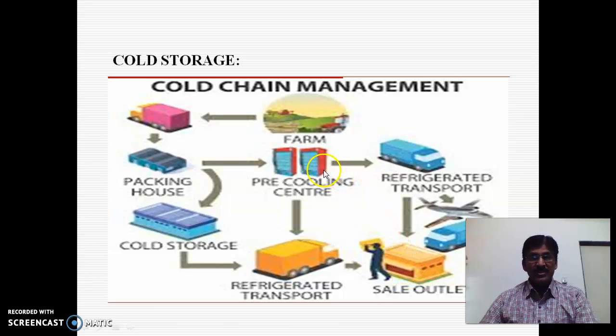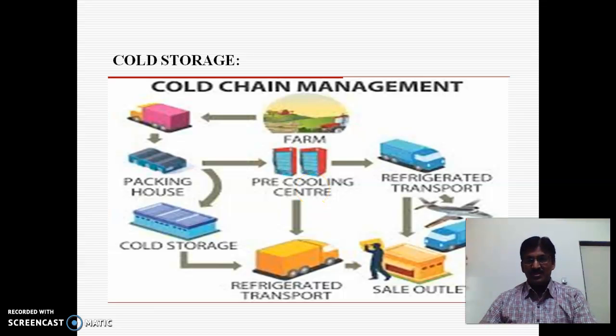So this is the basic fundamental cold chain management, in which we are maintaining the low temperature of the product to avoid the spoilage of the product, because if the temperature of the product goes on increasing, then it may spoil. Also the life of the product goes on decreasing. That's why cold storage plays a very important role in that case.